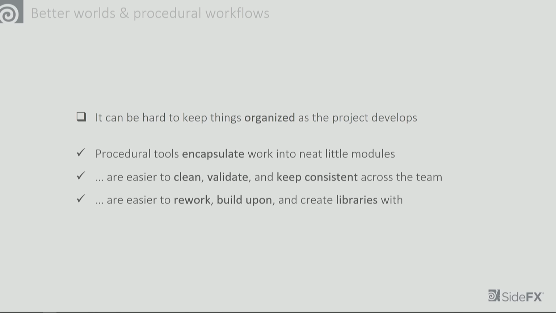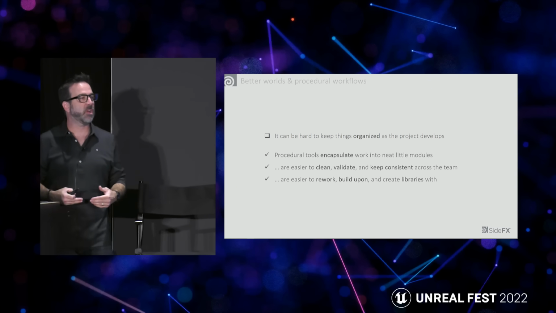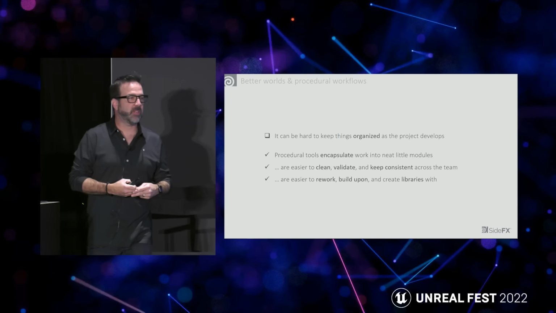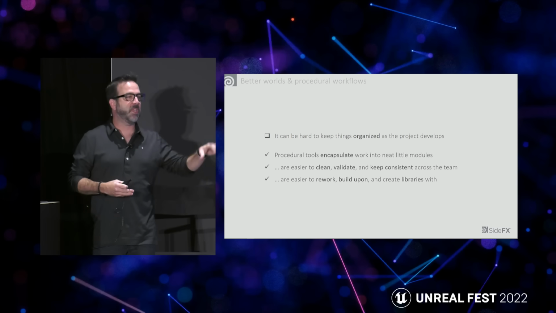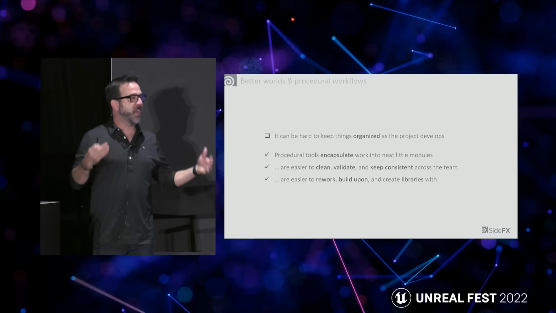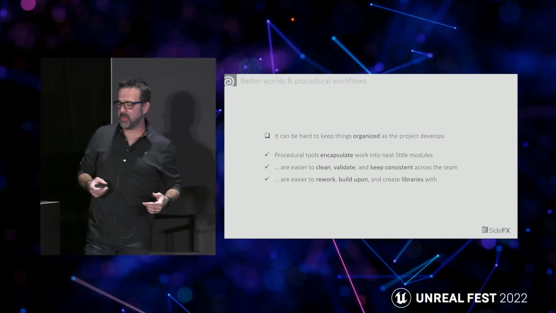Procedural tools encapsulate all of these different workflows into nice, neat little modules. They're easier to clean, validate, and keep consistent across the team. These modules mean fewer errors. It's easier to document and hand over that work. And finally, there's the reusability for future projects. It's good to keep in mind that you're going to save these tools for future work so that you're not going back and reinventing the wheel every time. So it's a good way to build up a bit of a tool library. Many studios across film, TV, and games maintain HDA libraries or tool libraries that have assets they've built over time to solve problems that they have in their pipelines.